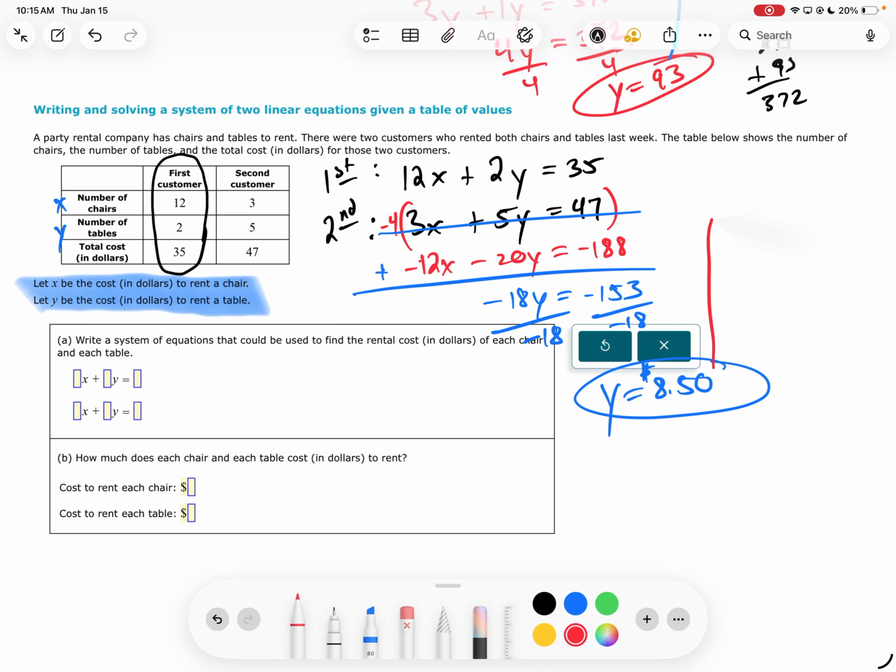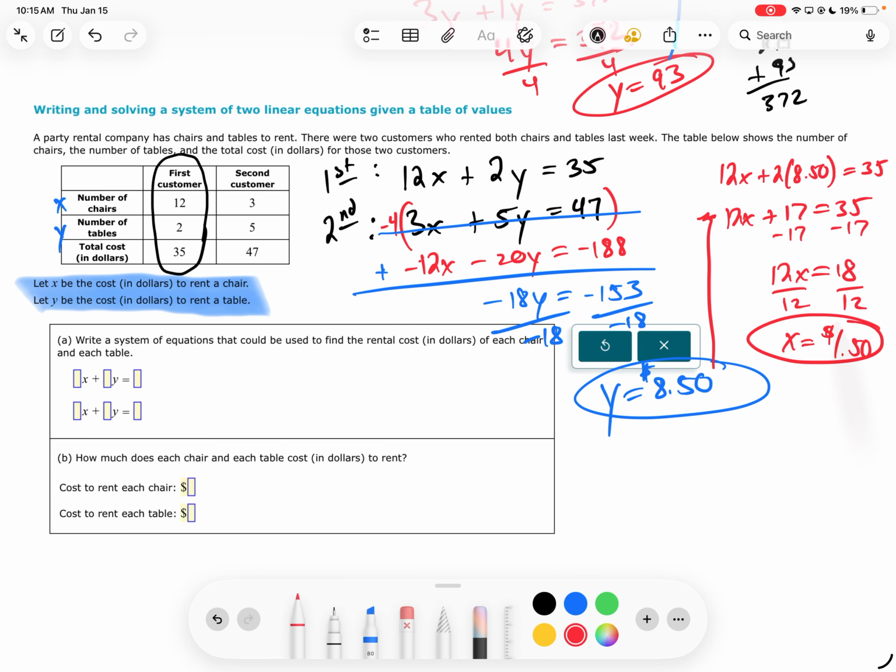And then once you get that one, just take it and plug it in. Plug it into the top one. 12x plus 2 times 8.50 equals 35. So that's 12x plus 17 equals 35. Subtract 17 from both sides. 12x equals 18. Divide by 12. And x equals $1.50. So it's $1.50 per chair and $8.50 per table.